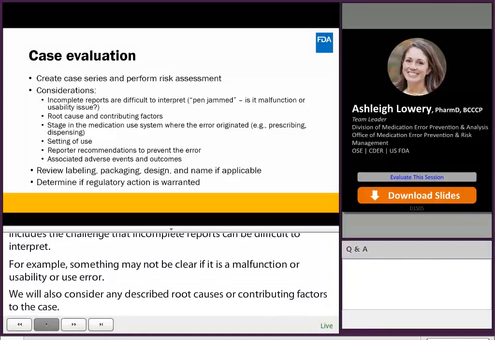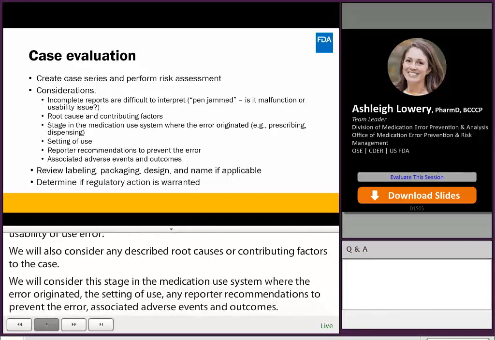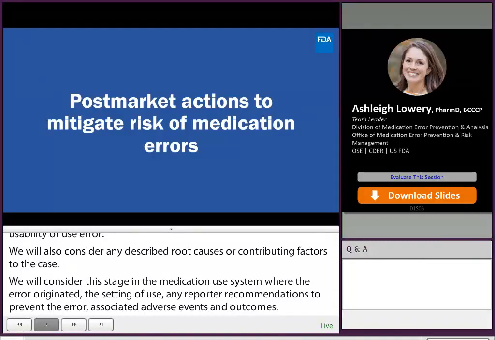After reviewing these cases, we'll review the labeling, packaging, design, and name, if applicable, to the particular type of error and determine if regulatory action is warranted. So moving on to consider these potential post-market actions.